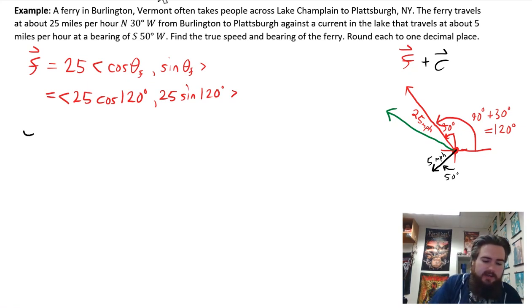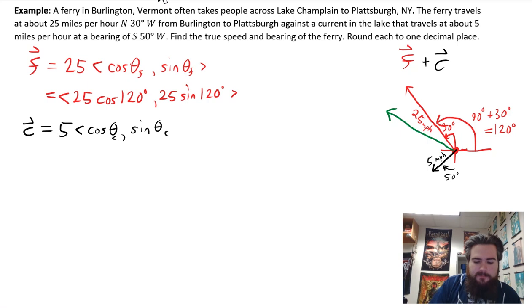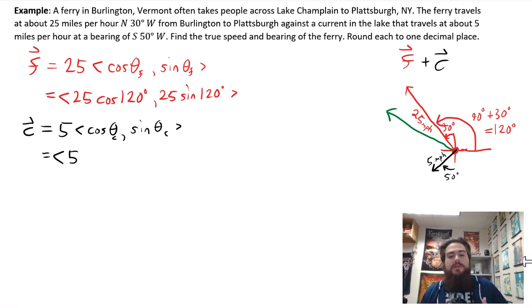C, on the other hand, is going to work very similar. However, C has only a magnitude of 5 miles per hour, and it is going in a different direction. It has its own angle measure defined by theta C for both sine and cosine. Now we need the standard position angle for C, or the vector for the current.